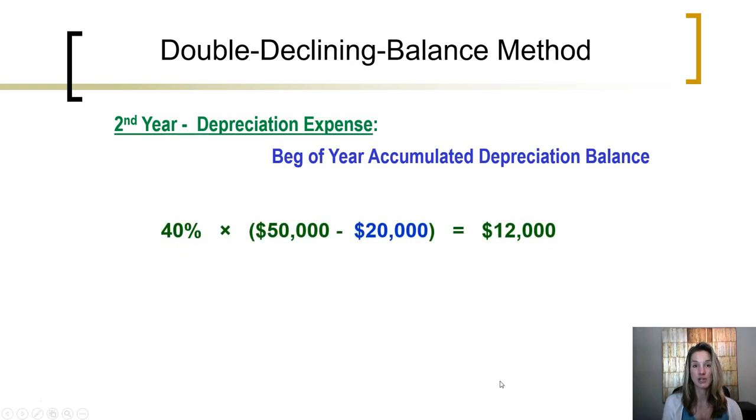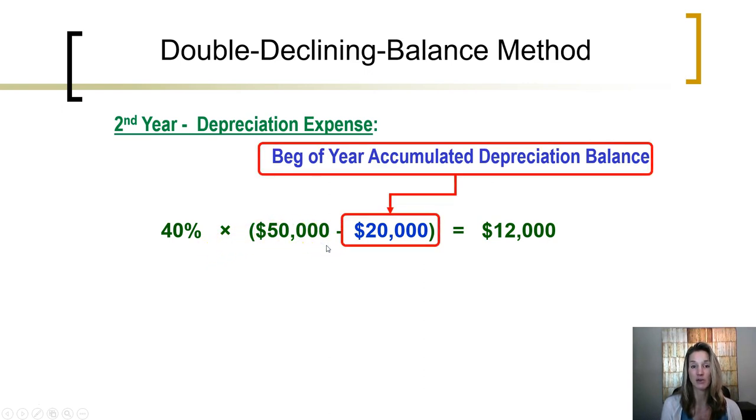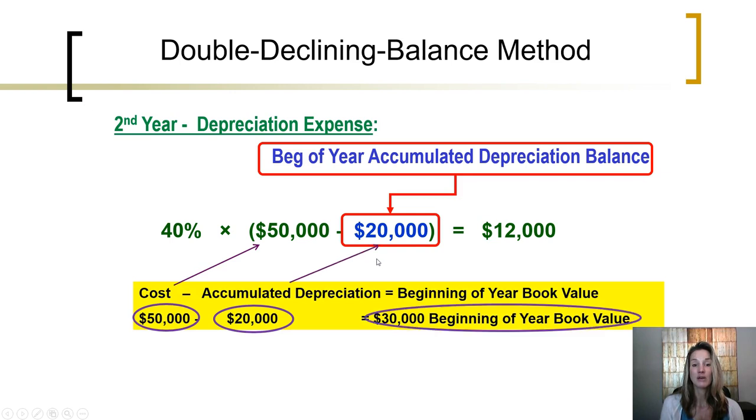For year two's depreciation expense on this equipment, we take the double declining balance rate, which doesn't change. It stays the same, so we don't need to recalculate it every year. We take that rate of 40% and multiply it by year two's beginning of the year book value. The cost was $50,000. We started year two with accumulated depreciation of $20,000, which was year one's depreciation expense, meaning the book value for year two started at $30,000.